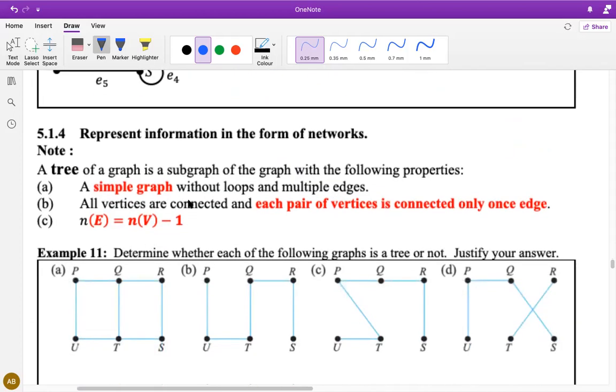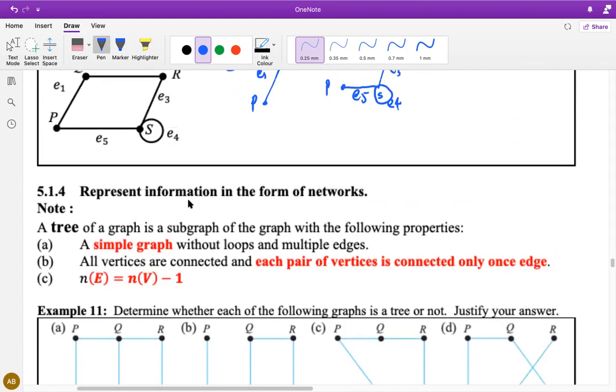I think the labeling is wrong. Never mind. Okay. So what is a tree? A subgraph is one part of the graph, right? So exactly one part of the graph. So what is a tree then?